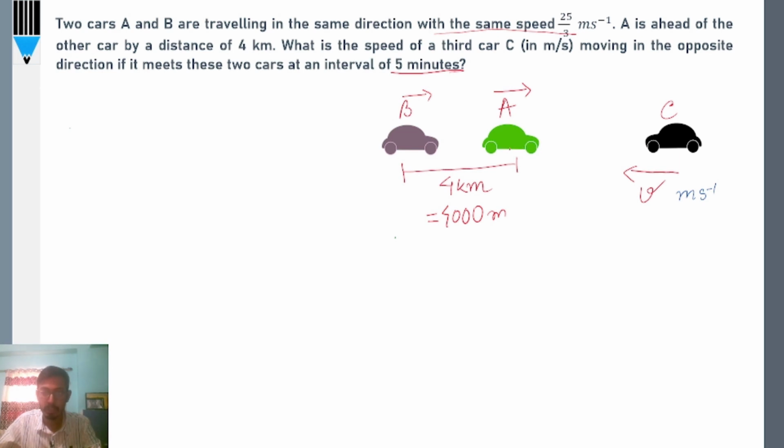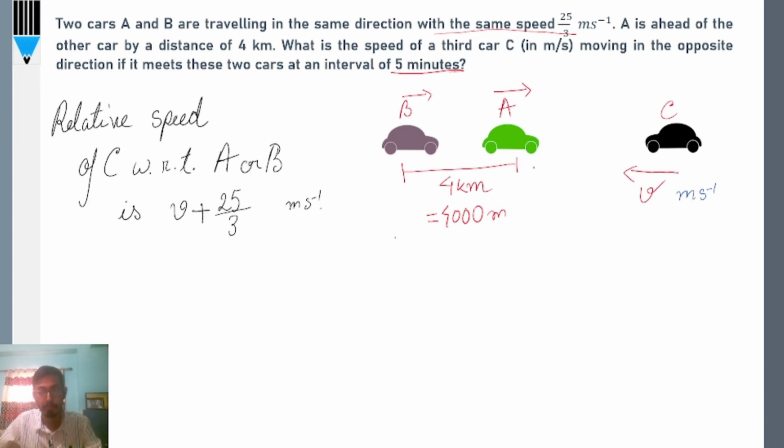So the speed is what? Using relative velocity, it will be 25 by 3 plus v.